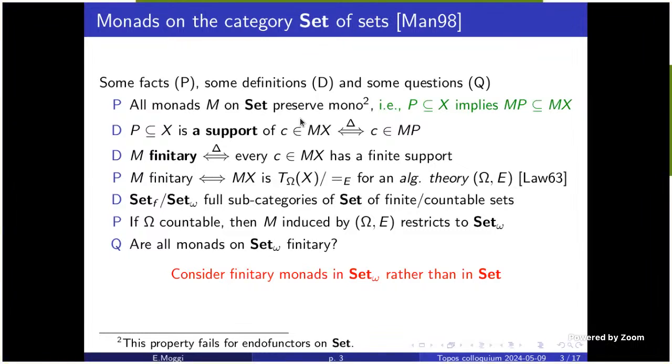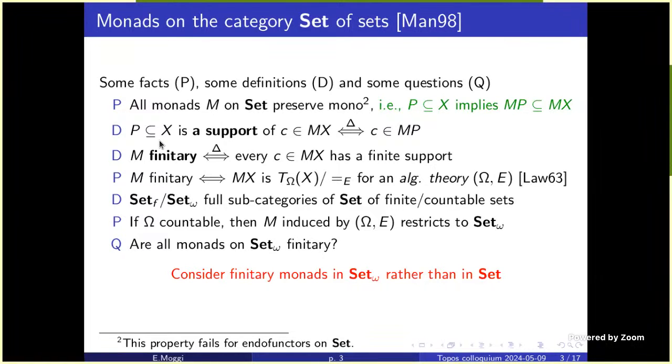First of all, I recall some facts about the category of sets. In the category of sets, all monads preserve monos. This allows us to define a notion of support for an element in M of X. So we say that P, a subset of X, is a support for c if c belongs to M of P, which is necessarily a subset of M of X.